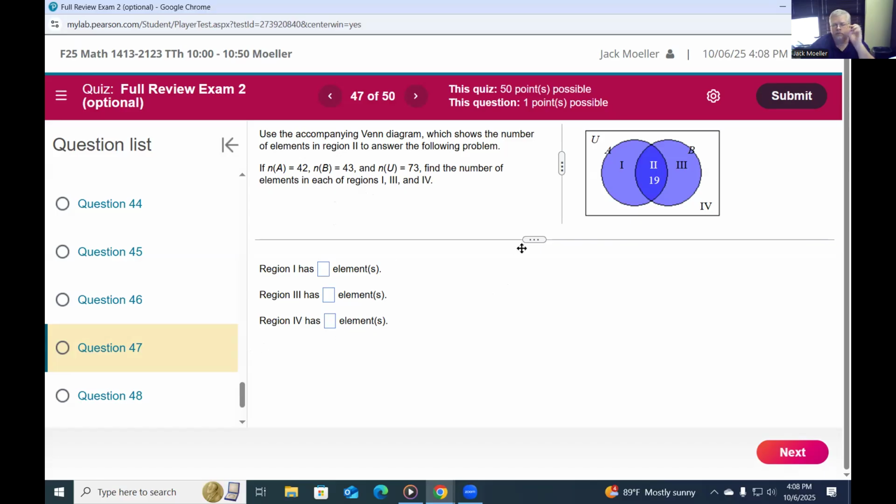So for these last few problems, the first thing you have to do, whether it's 2 sets or 3 sets, is you've got to fill out the Venn diagram. That's the key to this problem. And then once you fill it out, then you can answer the questions. All right, so what do they tell us? So we know the number of A is 42, the number of B is 43, and the number of U is 73.